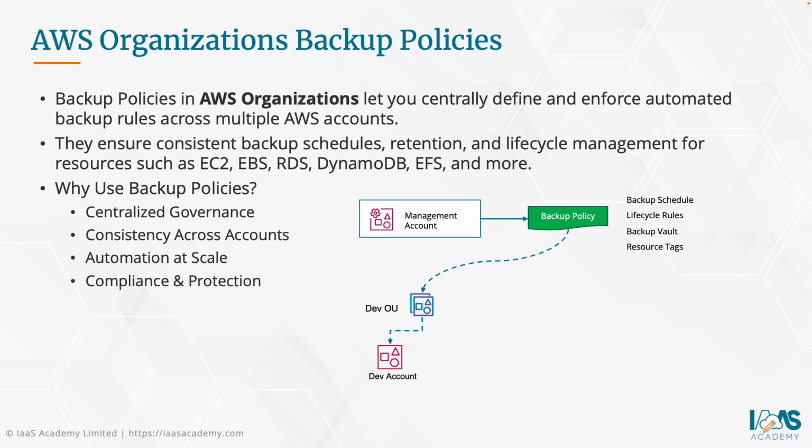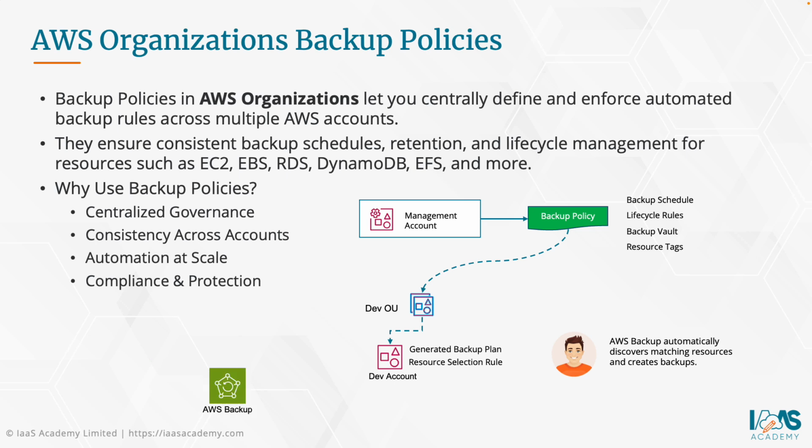policy. Now, the backup policy will ensure that backups follow those defined rules that you have set up for when the backups take place, what the retention period is, when the schedule is, all that kind of wonderful stuff. And ultimately, with the backup policy applied to the dev account in this example, a backup plan will be generated as well as resource selection rules based on the taggings that you have defined. Now, the AWS Backup Service will automatically discover matching resources and create necessary backups. And so the AWS Backup Service will kick in and actually perform those backups.